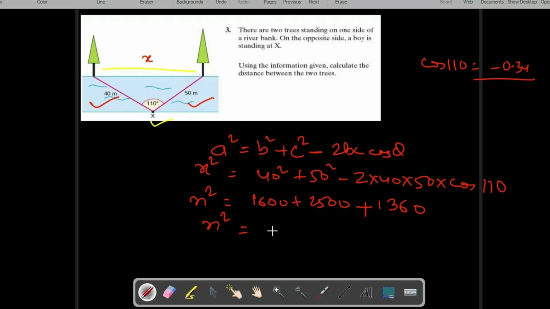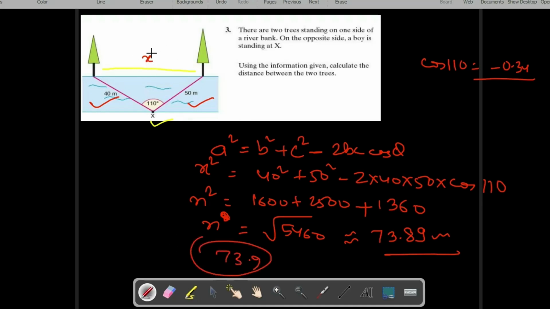So x square equals 5460, or x equals root under 5460. I took the square to the other side, it becomes a square root. Using a calculator, it is approximately 73.89 meter, or about 73.9 meter. So this is going to be the answer.